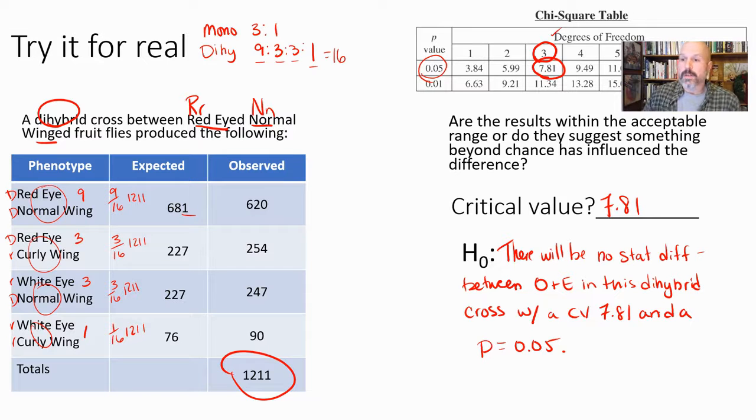Go ahead. You remember observed minus expected squared divided by expected, and then you just have to sum all these up down through. I'm going to take a break. Actually, I'm just going to take a sip. Pause the video, do some math, and I'll see you in a second.